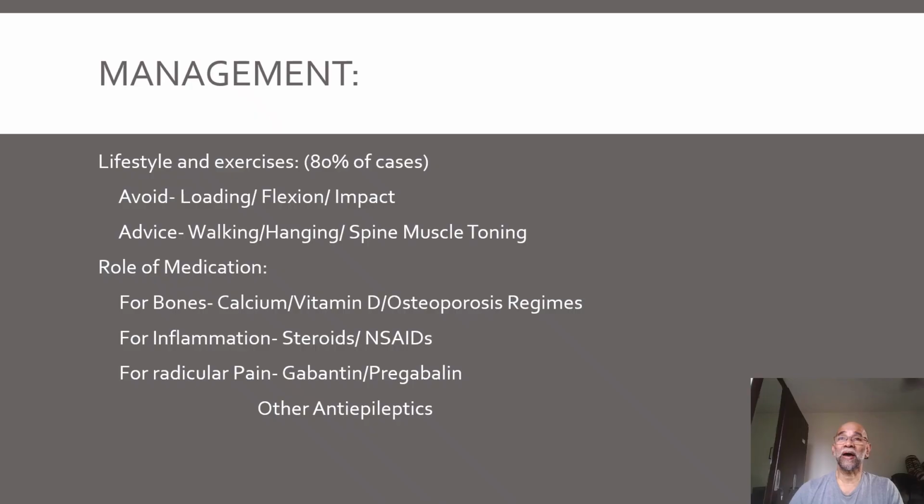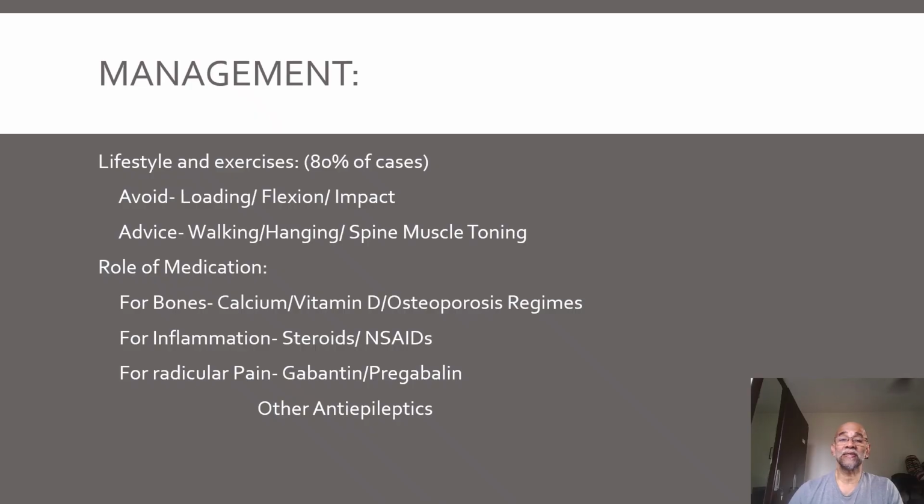backache. Spine muscle toning, usually and ideally done in an isometric manner, the plank, and there are hundreds of exercises which are isometric exercises for toning the spine. Choose one which suits you and stick to it.